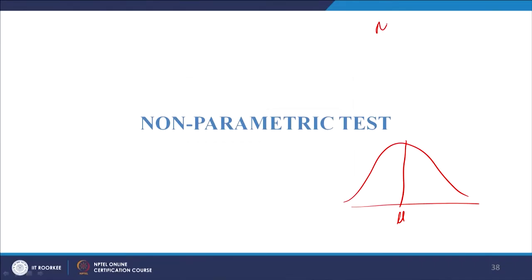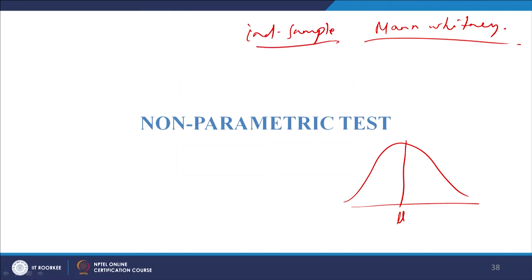And the two popular tests that we had seen, one of them is called the Mann-Whitney U test, right. We said this test was similar to the independent sample T test in a parametric condition. So, you have the independent sample T test for normally distributed data, and when you have two different samples that are not normal in nature, you do a Mann-Whitney U test.